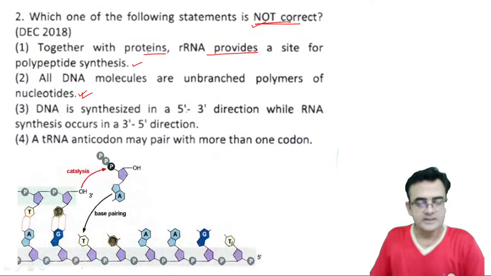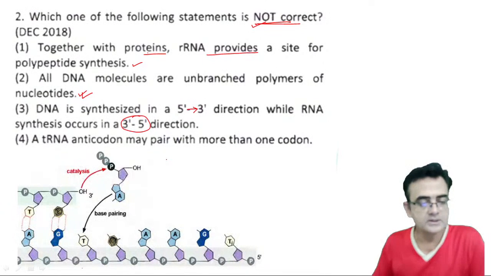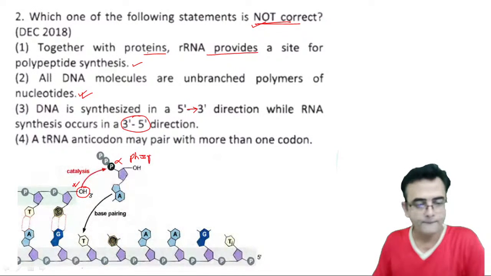DNA is synthesized in 5' to 3' direction, while RNA synthesis takes place in 3' to 5' direction. No, not at all. We know very well that during polymerization, whether DNA or RNA synthesis, the 3' OH makes a nucleophilic attack on the alpha phosphate, and finally the phosphodiester bond is formed. So this statement is wrong. The last statement: tRNA anticodons may pair with more than one codon. This is also correct. So the wrong answer is 3.